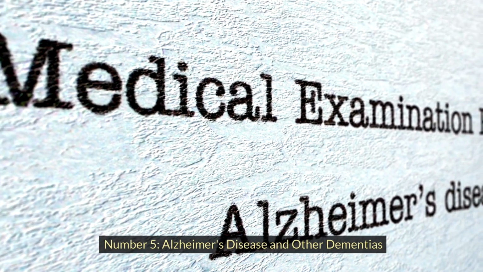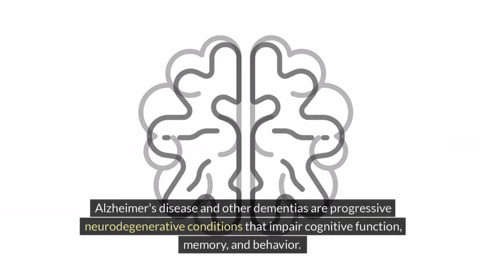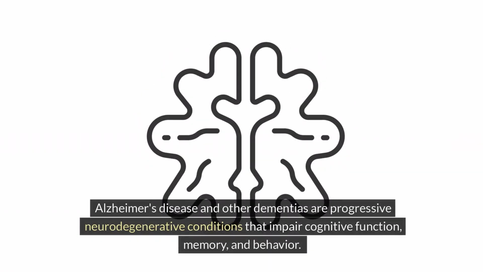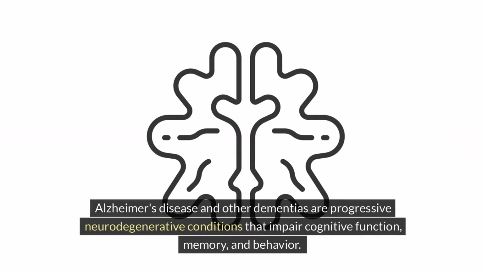Number 5. Alzheimer's disease and other dementias. Alzheimer's disease and other dementias are progressive neurodegenerative conditions that impair cognitive function, memory, and behavior.